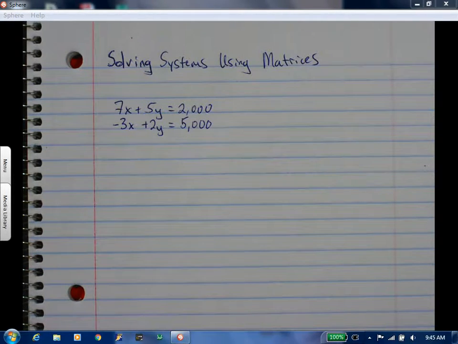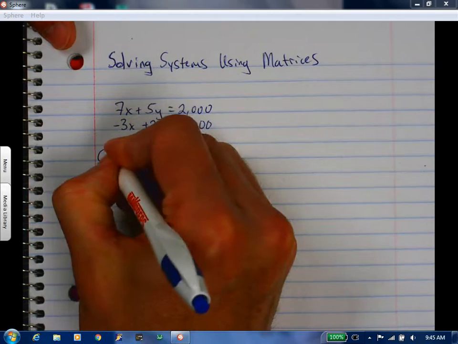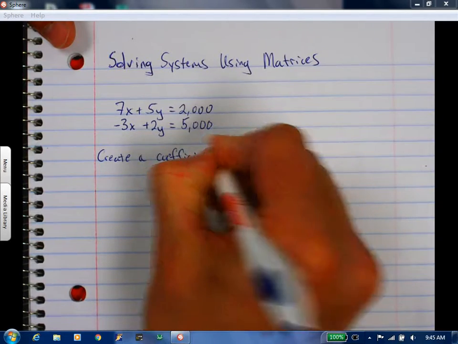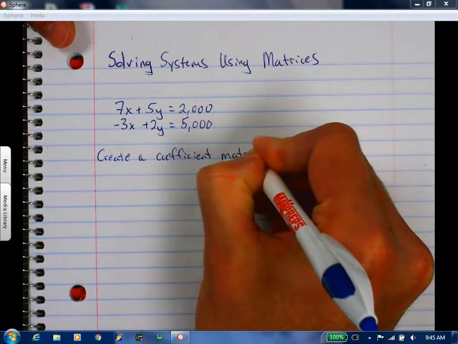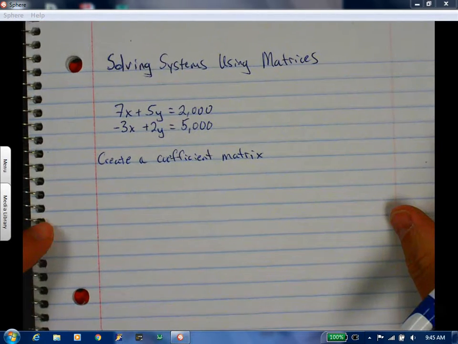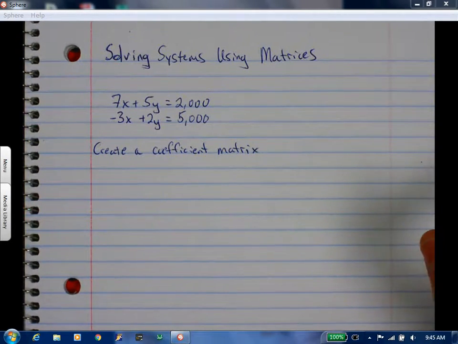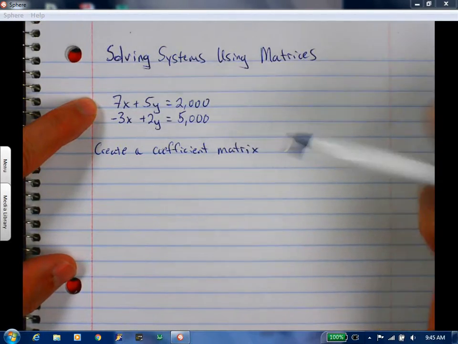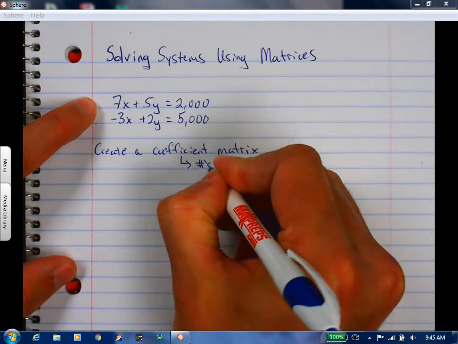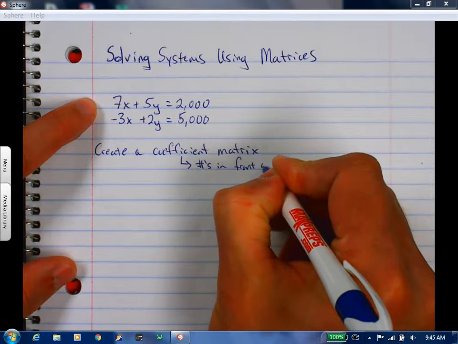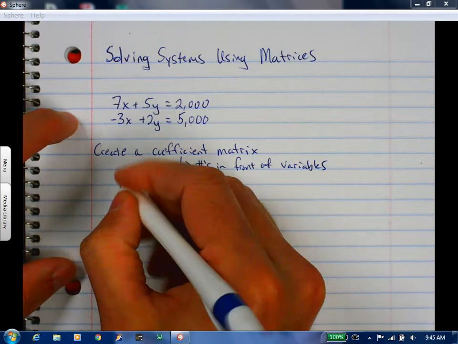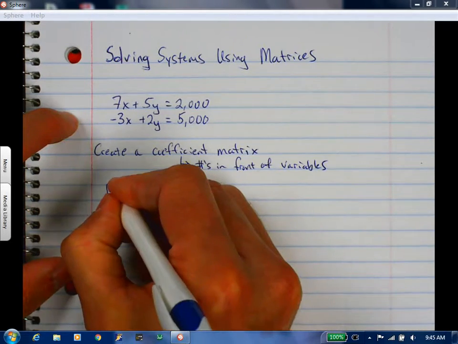Okay. So what we're going to do here is create a coefficient matrix. You remember what coefficients are. Coefficients are the numbers in front of the variables. So we're going to create a matrix that is 7, 5, negative 3, and 2.